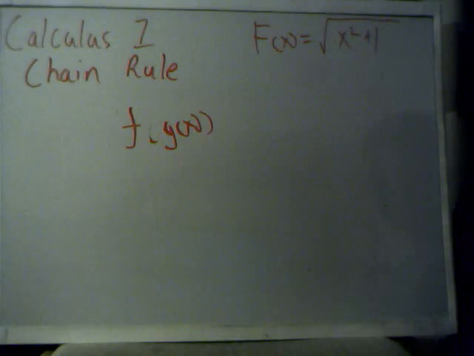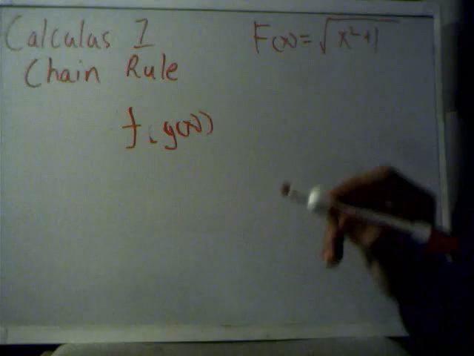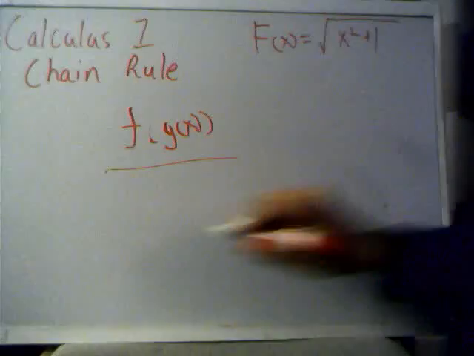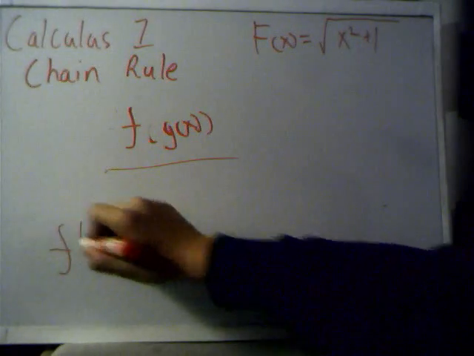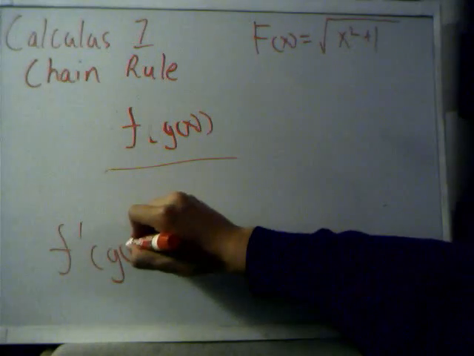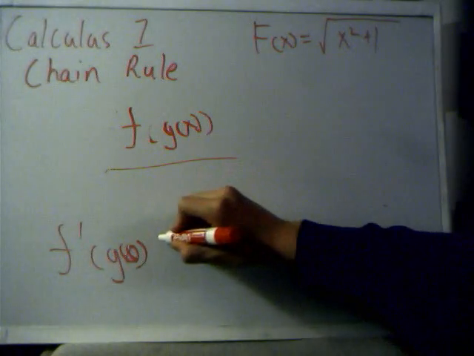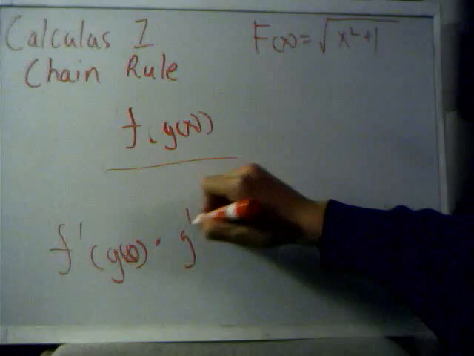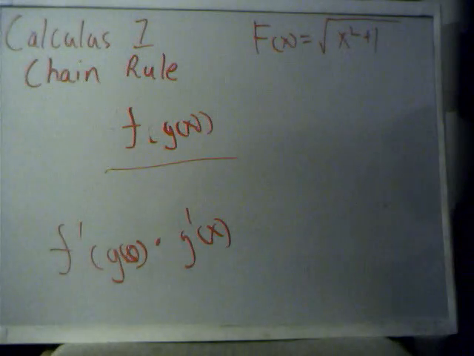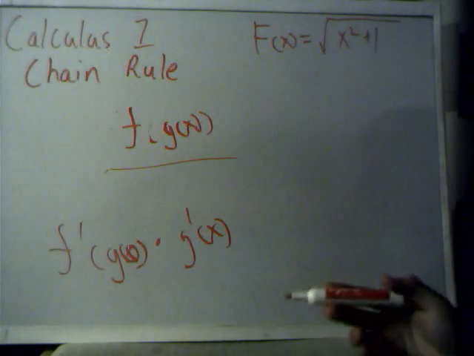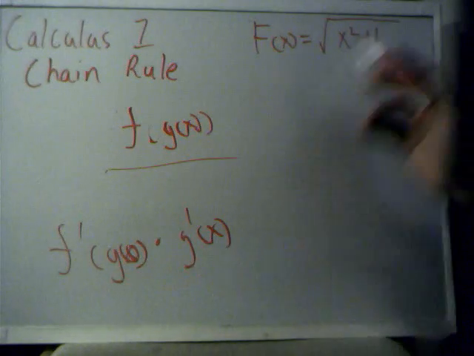Now this is where chain rule plays in. Chain rule basically says to find the derivative of such a function, you would simply do the derivative of the outer function at the inner function, times the derivative of the inner function. Now, how would you use this? Well, let's try using this on this problem.